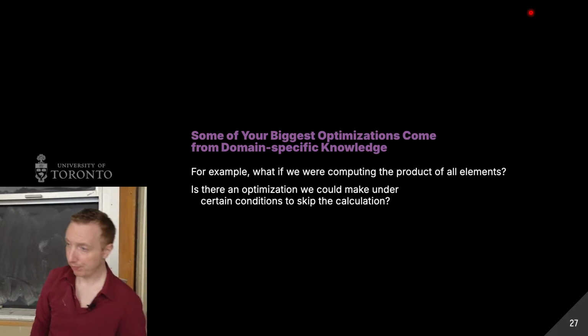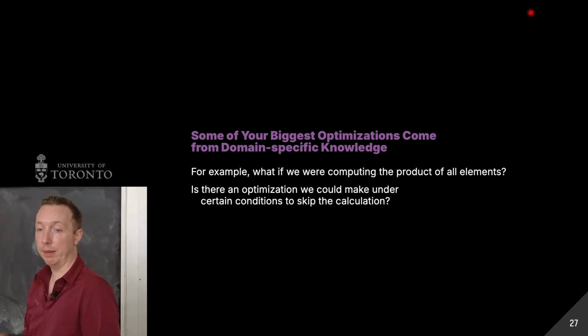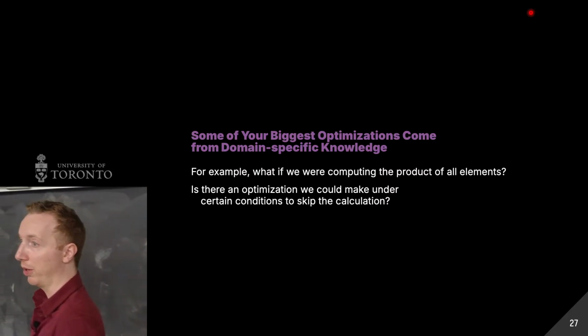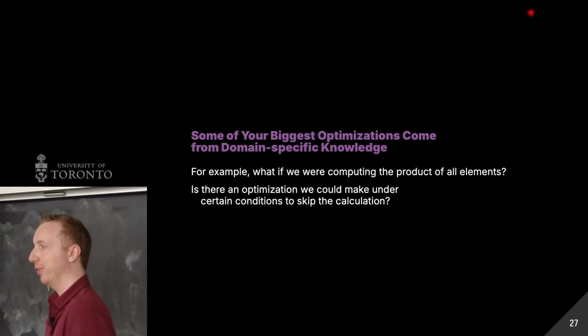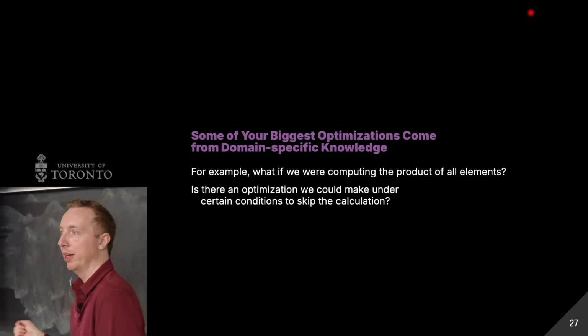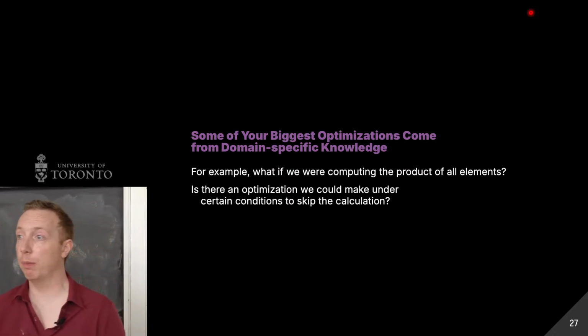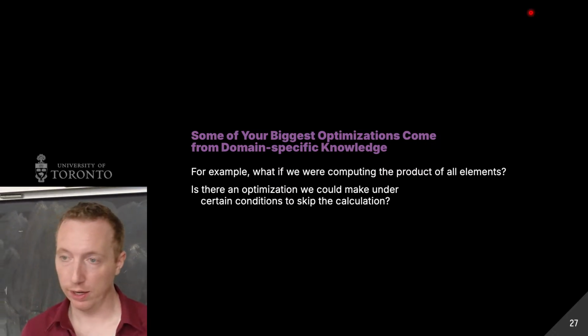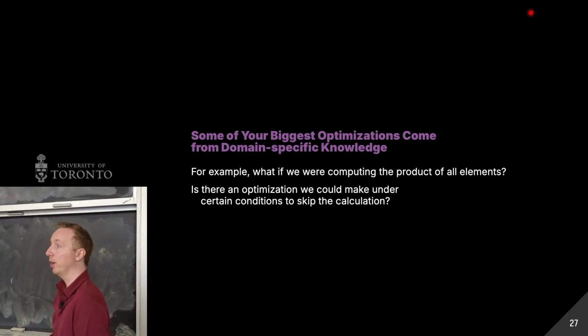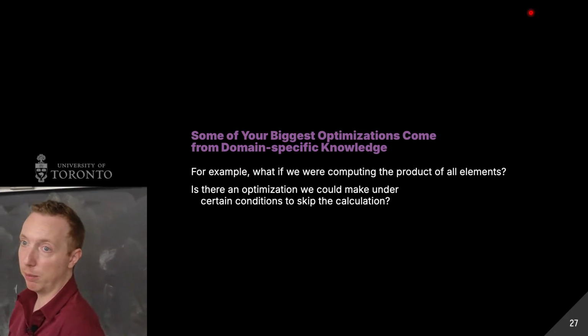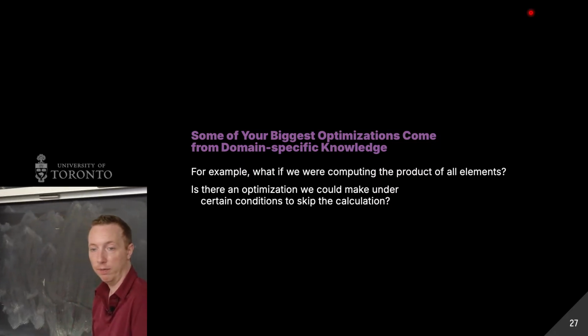So some of the biggest optimizations will come from domain-specific knowledge. So this is specifically for Lab 2 and in general. Your compiler doesn't understand what problem you are trying to solve. So knowing what problem you are trying to solve and understanding that problem is a large part of the battle.